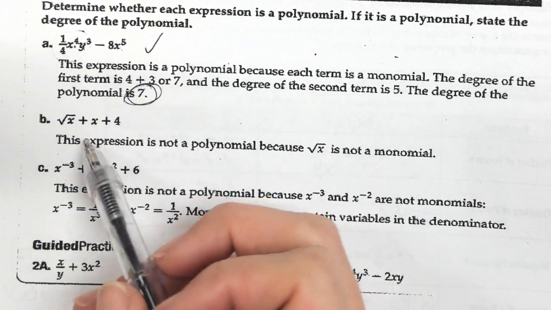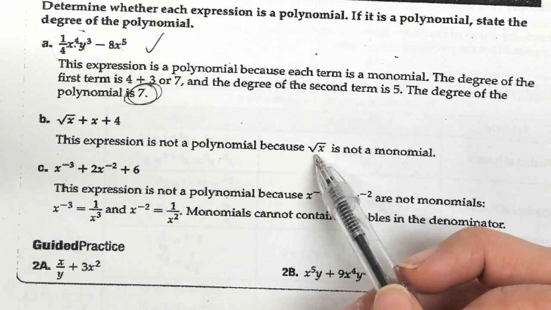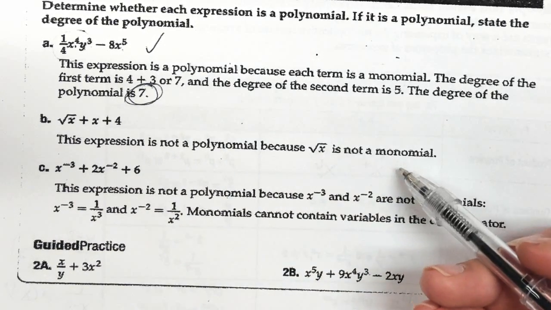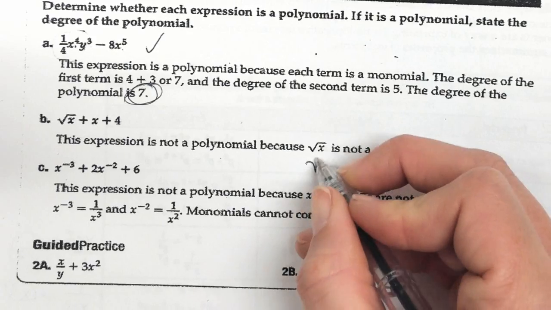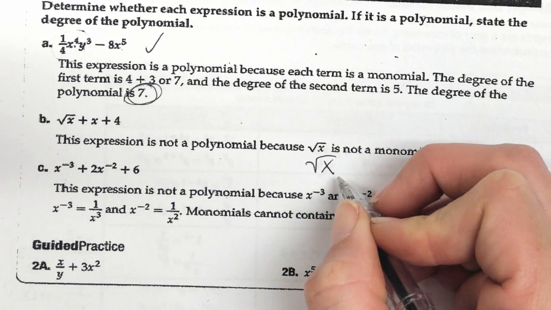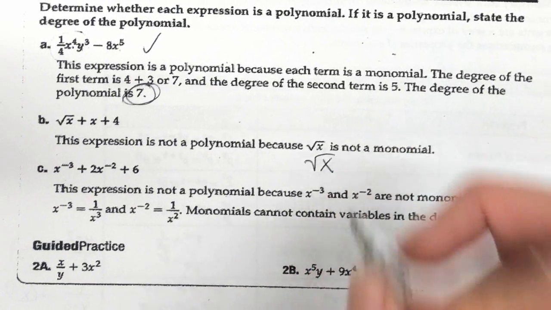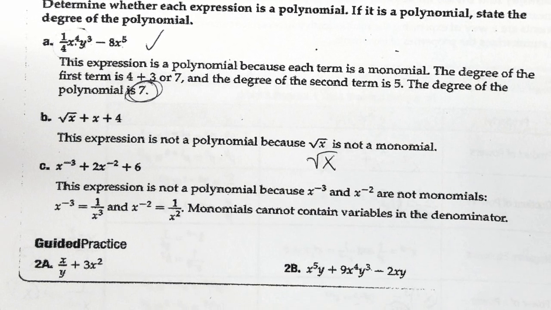The next one is not a polynomial because square root of x is not a monomial. Can somebody tell me why the square root of x is not a monomial? The only conditions are it has to have positive exponents and whole numbers, right? Does anybody know what the exponent is of square root of x?